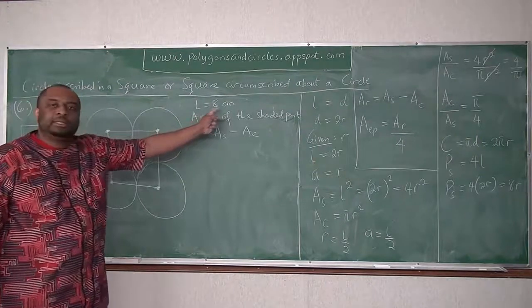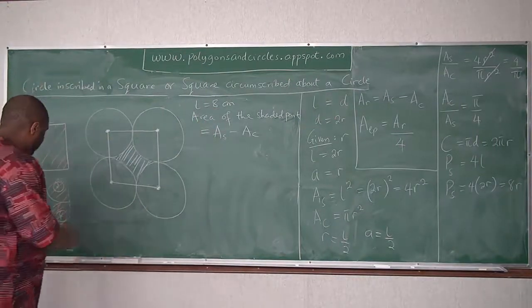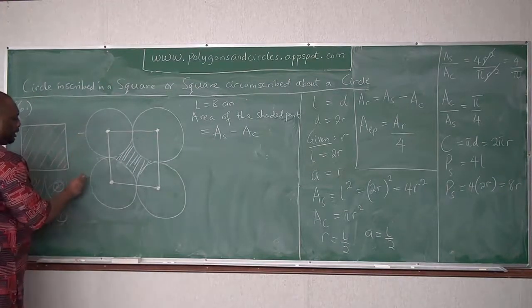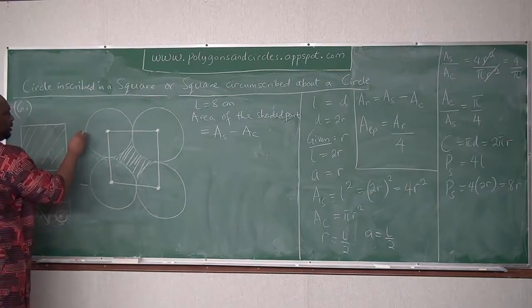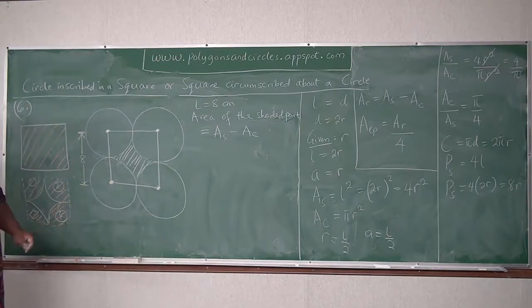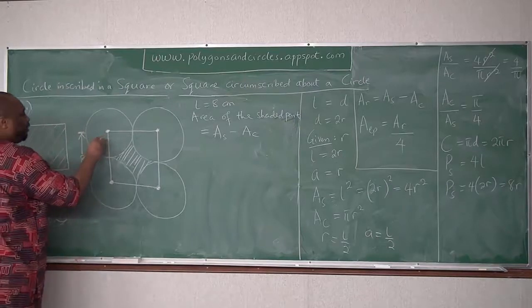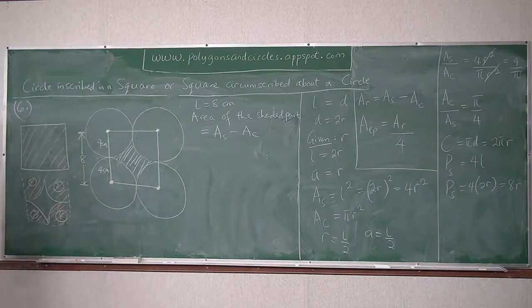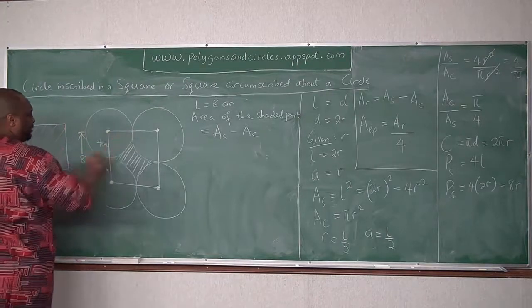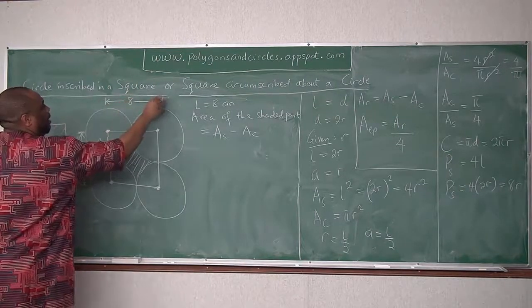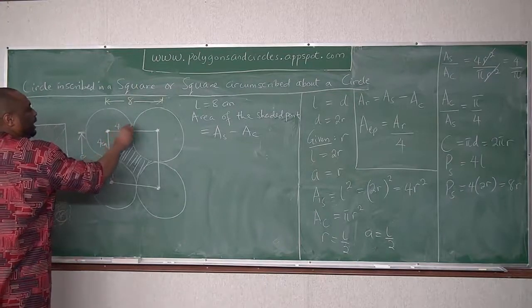They gave us the length of the square, which is 8. So this means that from here to here is 8. So that tells you that this is 4 centimeter and this is 4 centimeter. And from here to here is also 8, so this is 4 centimeter and this is 4 centimeter. You see that?